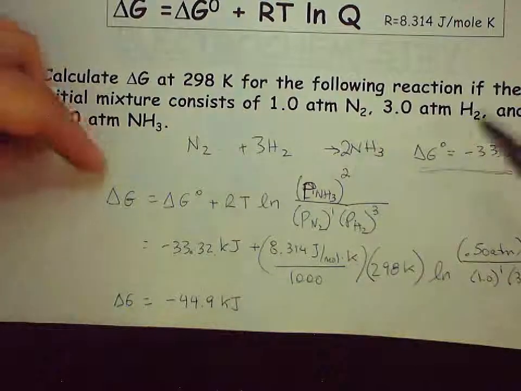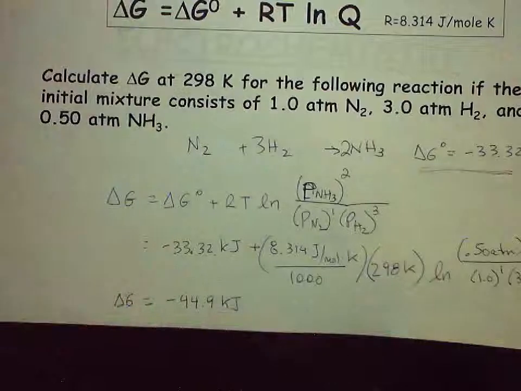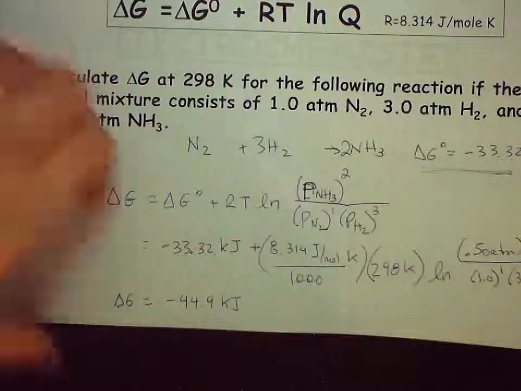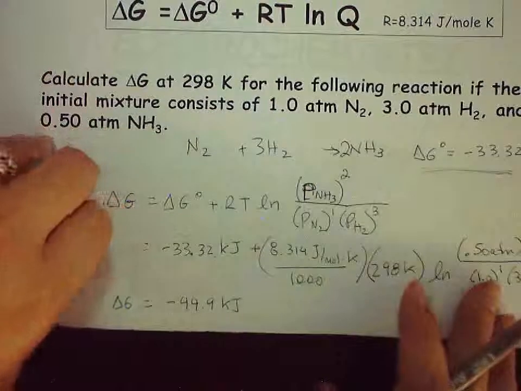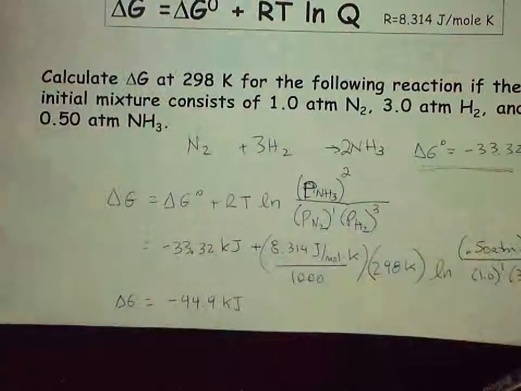So look at what happened. Our delta G went from negative 33 to negative 44.9. What's so significant about that? Is it becoming more spontaneous? So under these new concentrations, am I producing more product than I would have if I had used standard concentrations? Yeah, you are. Okay. All right. Are we good with this? Okay, great. Let me pause the video there.